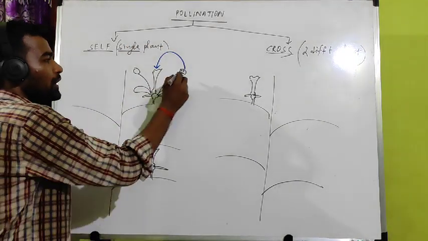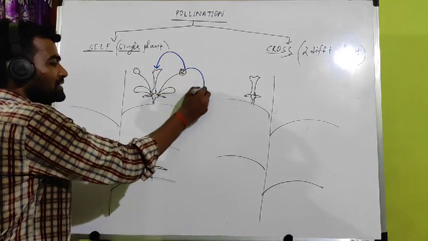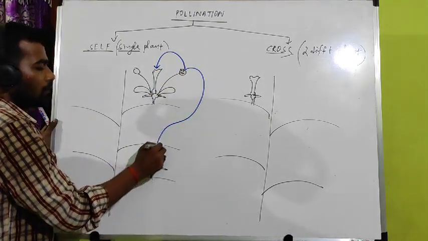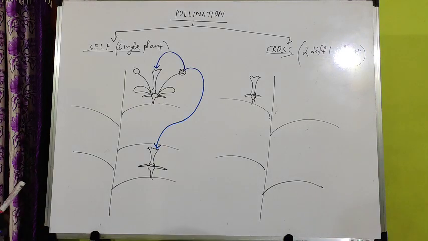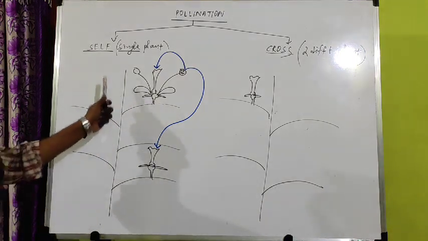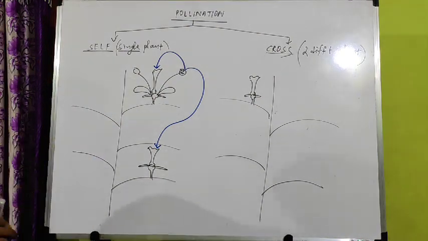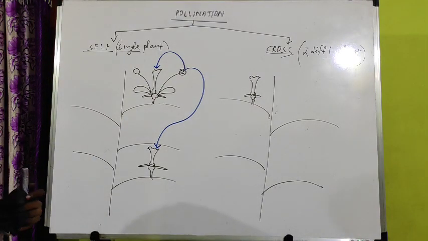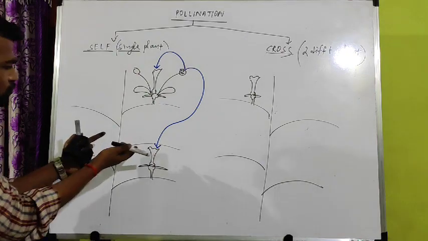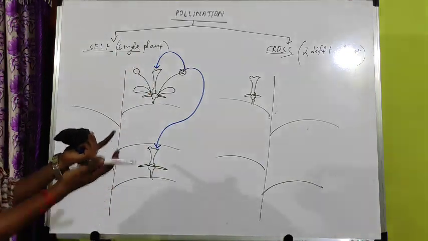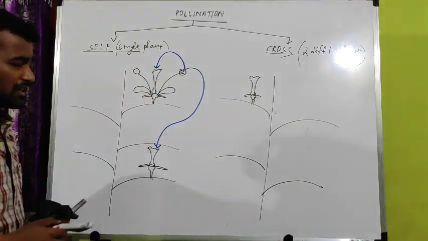Another condition: the pollen grain produced from this flower can reach the stigma of another flower, but in the same plant. These two conditions are possible in this single plant. We are discussing a single plant first, self-pollination. So for self-pollination I have shown two chances, no other chance. Similarly you can show from lower to upper, but only one by one can we understand clearly.